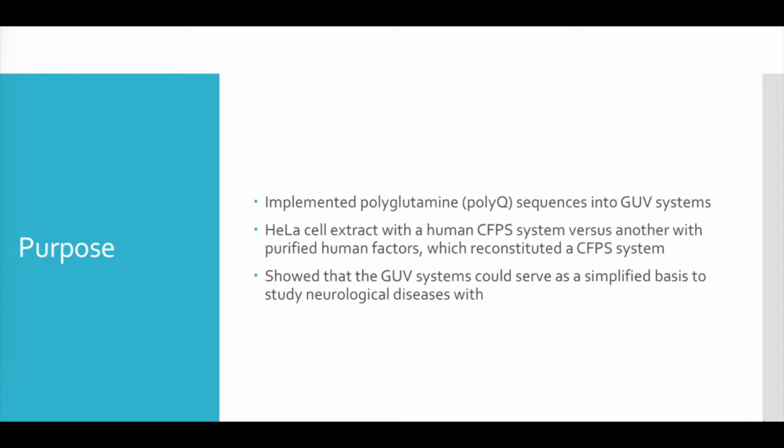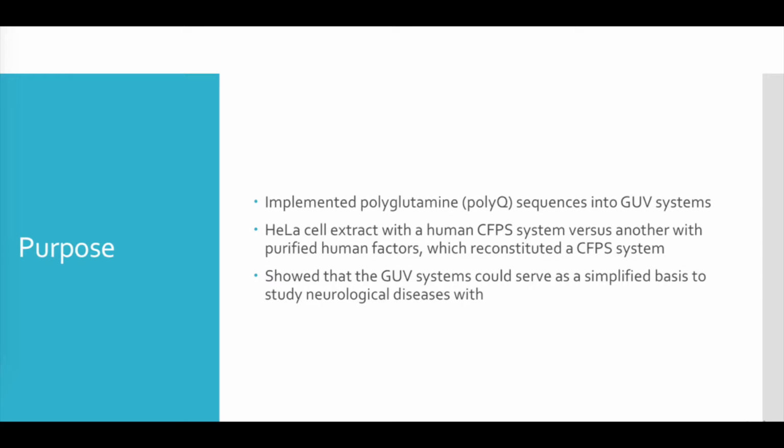The two different types of systems they used were the HeLa cell extract with the human CFPS system, which was essentially this in vitro liposome structure, and it had some cellular components to it in order to help with the translation and transcription process of those sequences. And then the other one they used was even more simple. It had a purified human factor, which was essentially a reconstituted form of the first one.